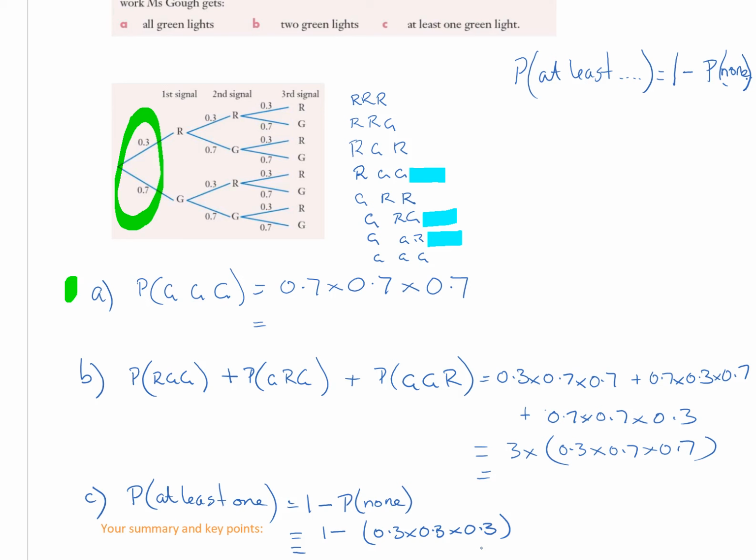Please make sure you add this statement here to your summary and key points. It's a very common question and it can save you a lot of time if you know that. You should be right to do the you-do for this last exercise.